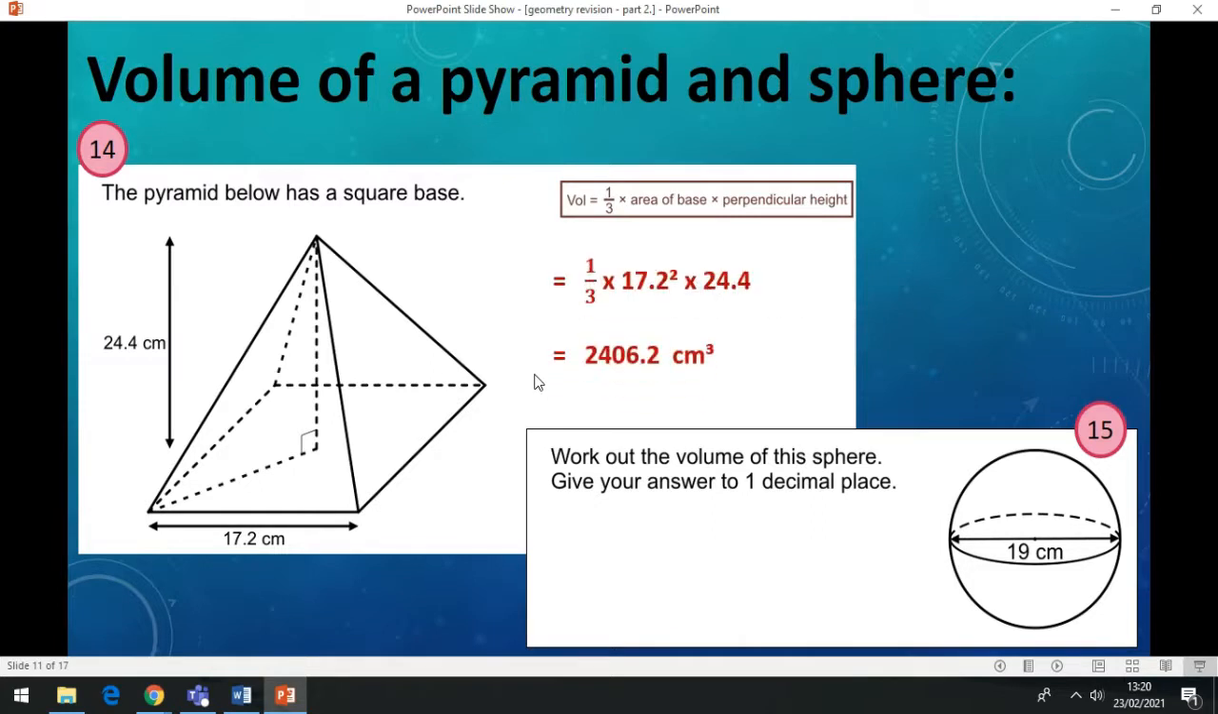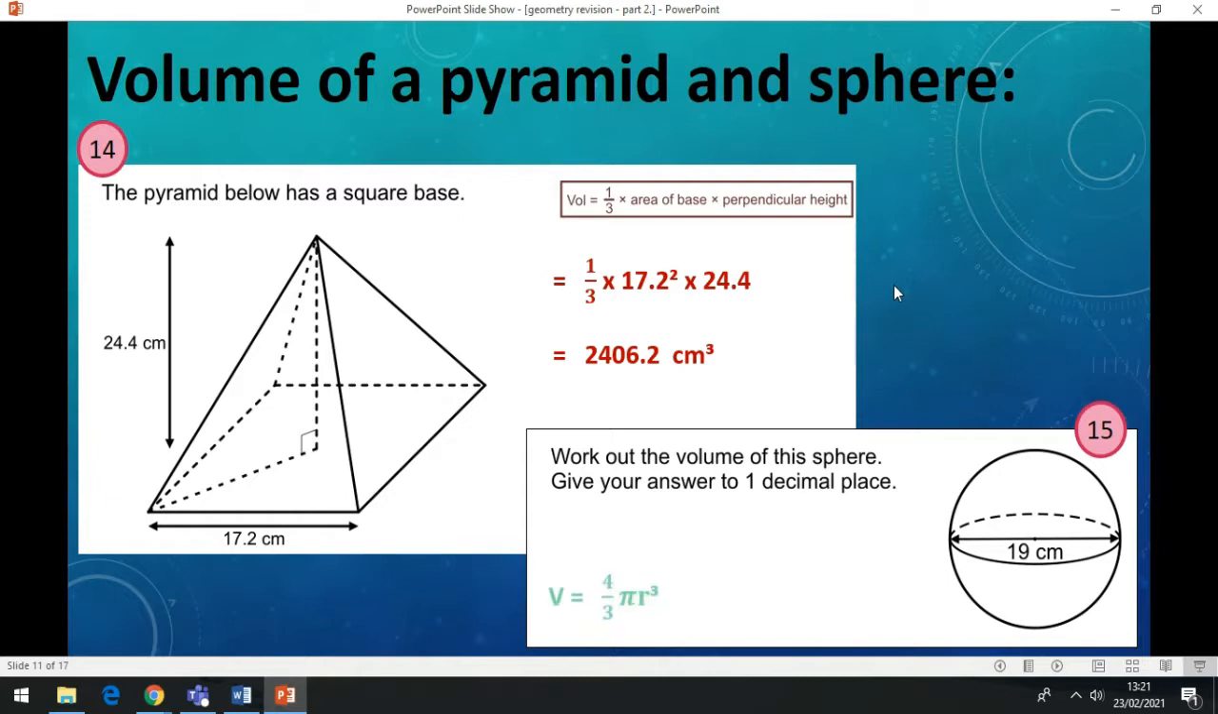So we're just going to put the values into our formula. 1/3 times the area of the base. The area of the base is 17.2 squared, isn't it? 17.2 times 17.2. Times by the perpendicular height. Perpendicular height, we are told, is 24.4. Multiply all those together and we should come out with an answer of 2,406.2 centimetre cubed.